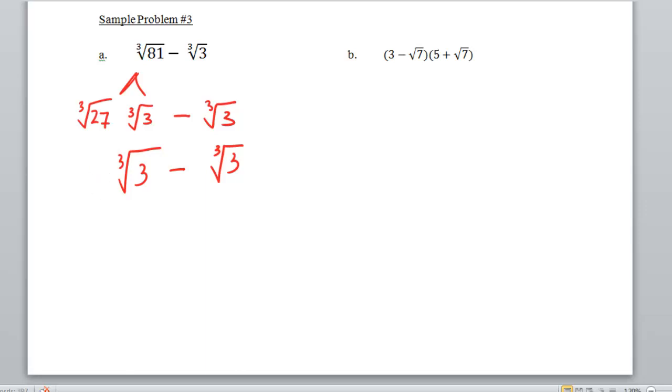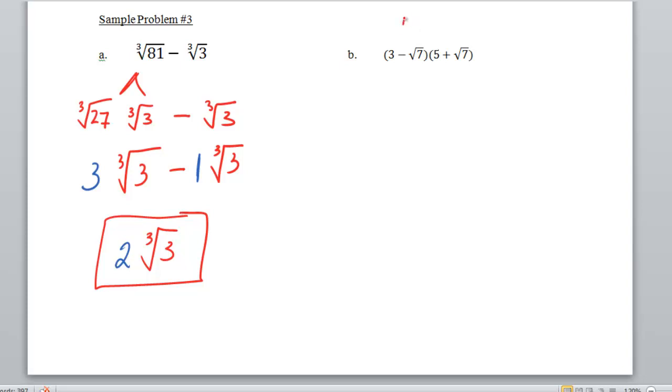And so that it's not as confusing, I'll use a different color here so that you can see the coefficients. I know we have a lot of 3's going on right there. It's kind of hard to see. So now we have 3 times the cube root of 3 minus 1 times the cube root of 3, and we can simply subtract the coefficients and then carry the like term. And so we get 2 times the cube root of 3. Alright? And so that's basically simplifying radicals using like terms.